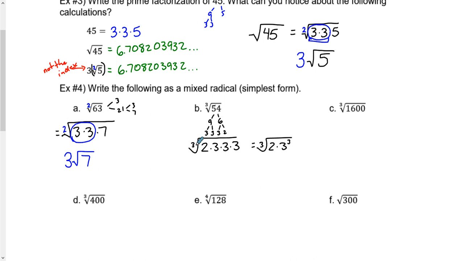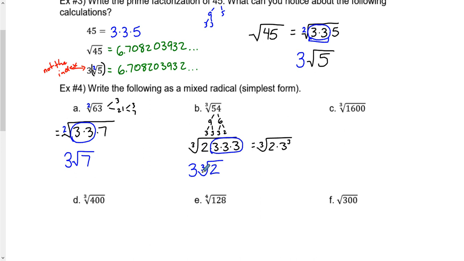Because our index here is a 3 now, we're going to be looking for a group of 3 identical objects. In this case, those 3s. I'm sorry for using a whole bunch of 3s. I'll be getting away from the 3s in just a second. Because we have one group of 3s, we're going to take that one group of 3s out in front. What we have left is the cube root of 2.